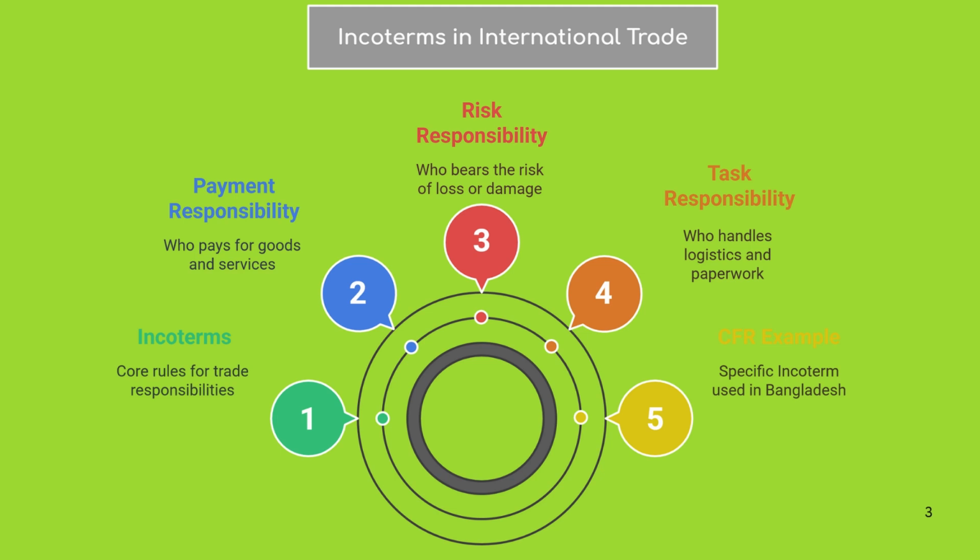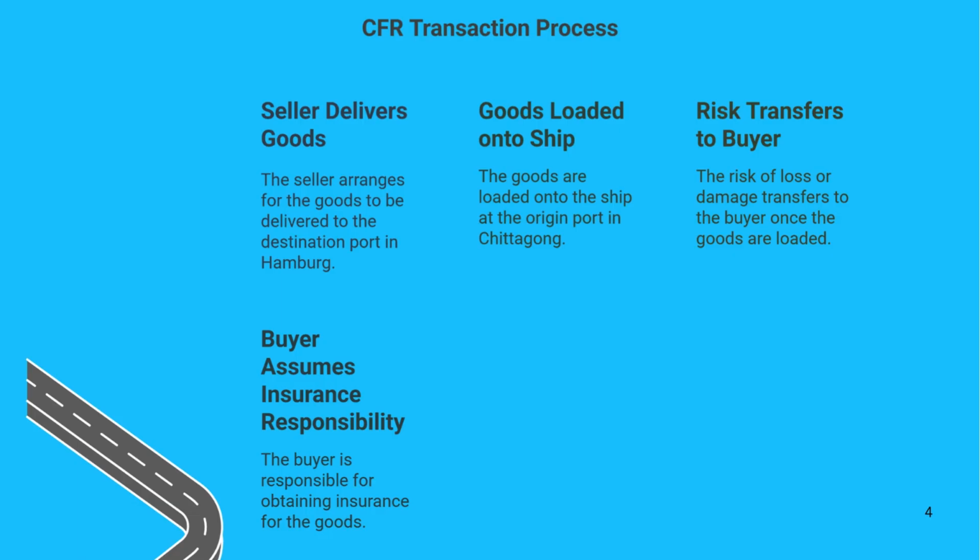CFR explained simply: the seller pays to deliver goods to the destination port, that is Hamburg. Risk transfers to the buyer once goods are loaded onto the ship at the origin port, which is Chittagong. Insurance? It is the buyer's responsibility.